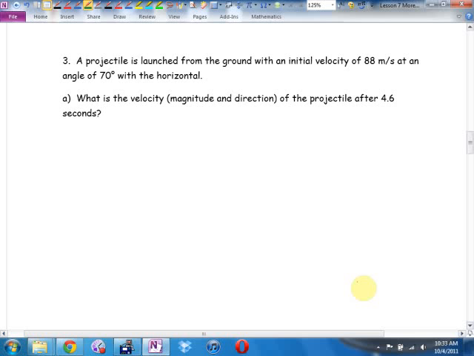Number three. A projectile is launched from the ground with an initial velocity of 88 meters per second at an angle of 70 degrees with the horizontal. What's the velocity, magnitude, and direction of the projectile after 4.6 seconds?